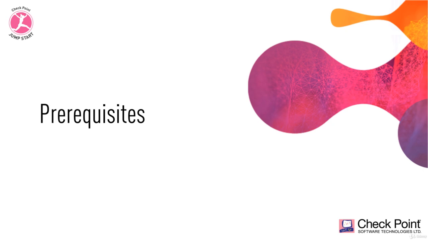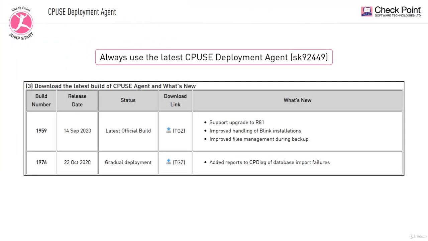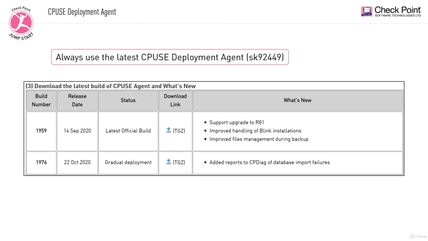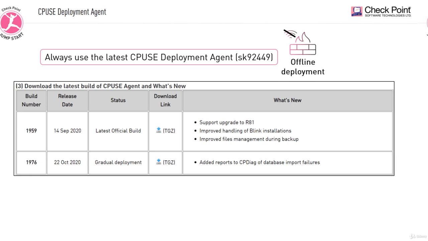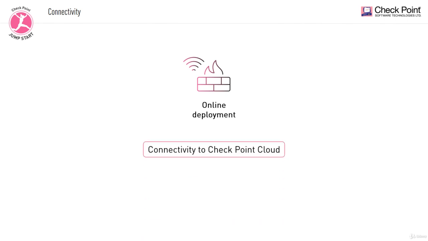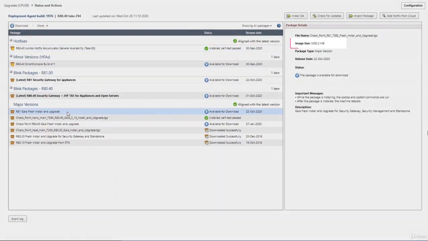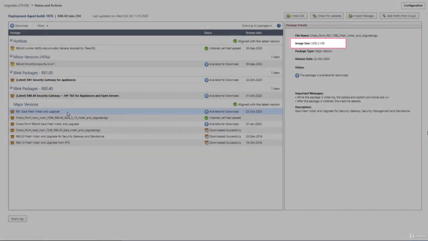In terms of prerequisites, it is advised to always use the latest CPUSE deployment agent, which can be found in SK 92449. This is relevant to offline installations. Additionally, the deployment should be performed on a Gaia OS machine, and you should make sure you have a valid license and contract before you perform the deployment. In case of online deployment, you need to verify connectivity to the Check Point cloud. Finally, you need to ensure you have enough free disk space before you import the CPUSE package.